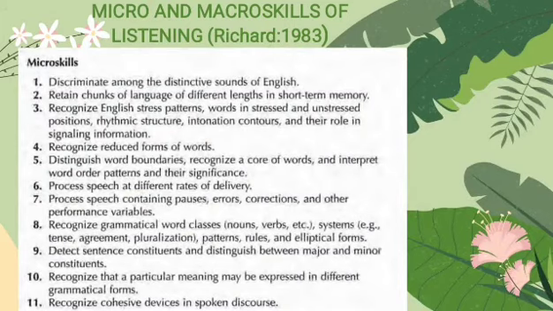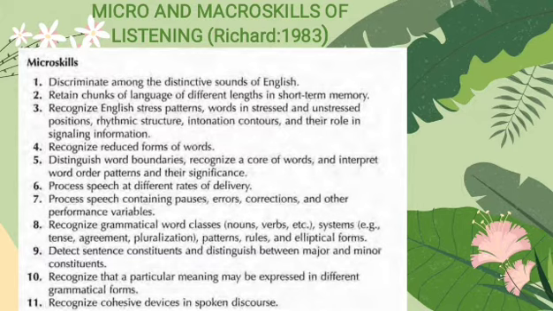And the next, micro and macro skills of listening. According to Richards, 1983, there are 11 micro skills. The first is to discriminate among the distinctive sounds of English. The next is to retain chunks of language of different lengths in short-term memory. Third, recognize English stress patterns, words in stressed and unstressed positions, rhythmic structure, intonation contours, and their role in signaling information.